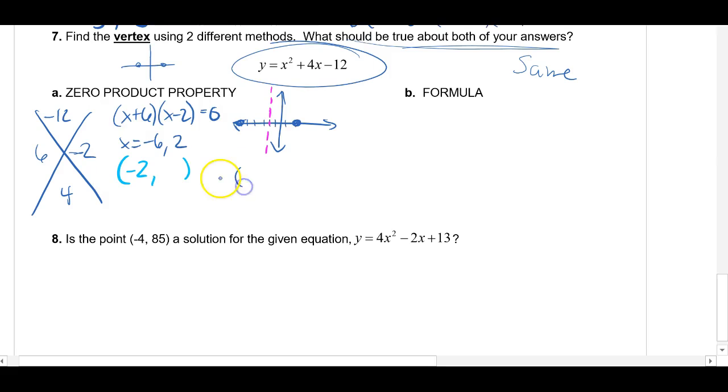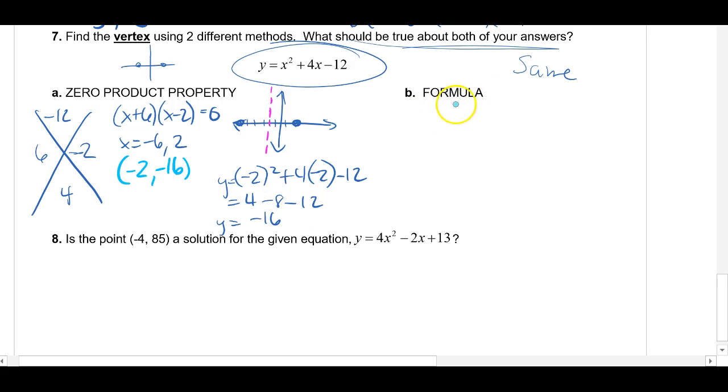So now y is equal to -2 squared plus 4 times -2 minus 12. Okay, so now we have 4, then 4 times -2 is -8, minus 12. 4 minus 8 is -4, minus 12 is -16. Okay, so our vertex here is -16. And we had to do that by finding the middle of the x-intercepts. That told us the x value, and then we had to plug in that x value to find the y.